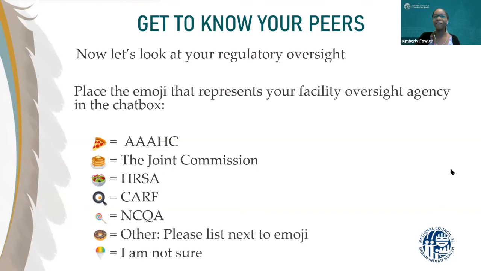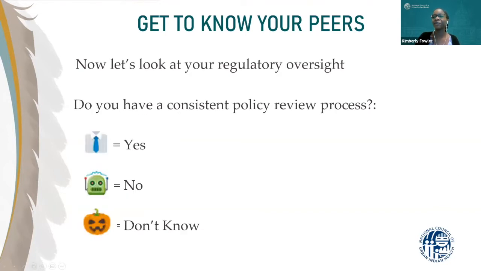And then lastly, we have one other activity in understanding and getting to know your peers. This one is to understand whether you consistently update your policy, if there's a consistent policy review process in place at your organization. And you can type in the word tie, which equals yes. There's a robot's head that equals no. And in honor of fall, there's a pumpkin for if you don't know if there's a consistent policy review process.